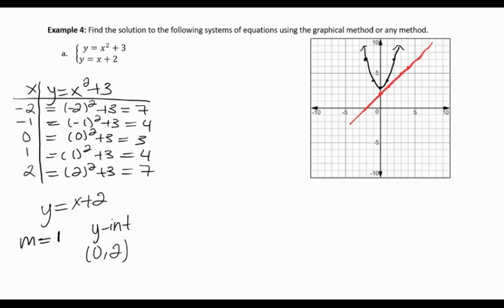And as you can see, our graphs do not intersect. That means that there is no solution. So no solution. The graphs do not intersect.